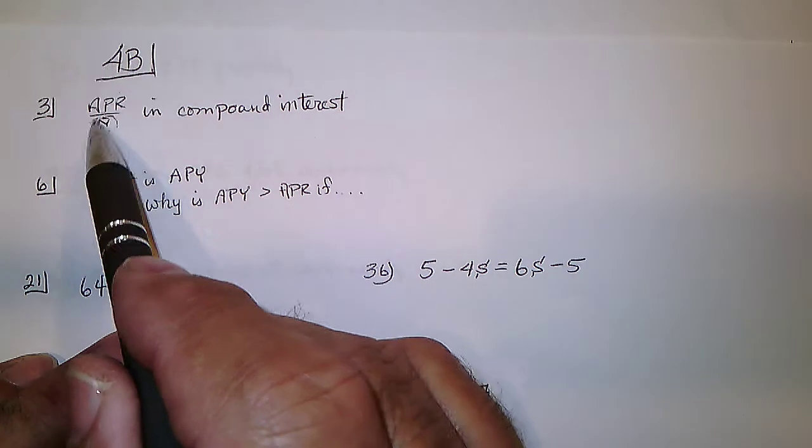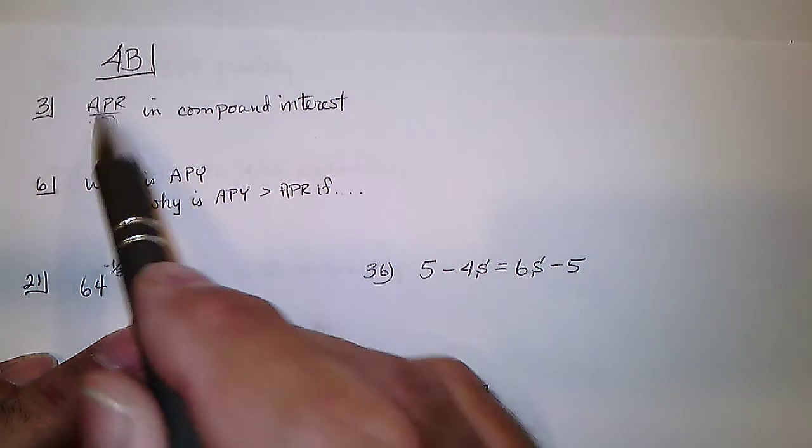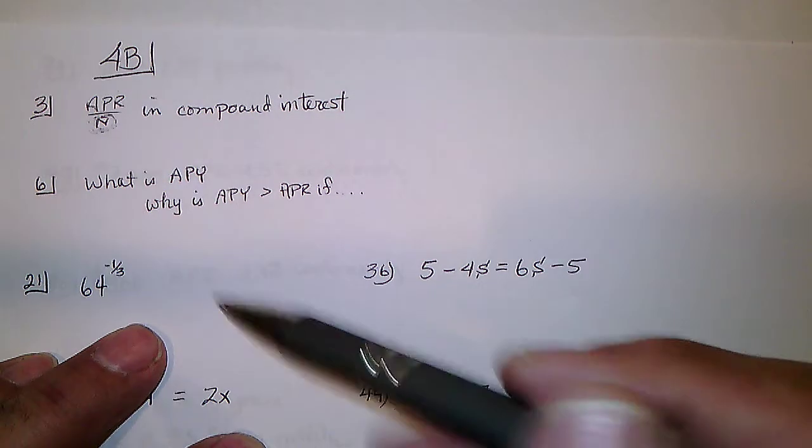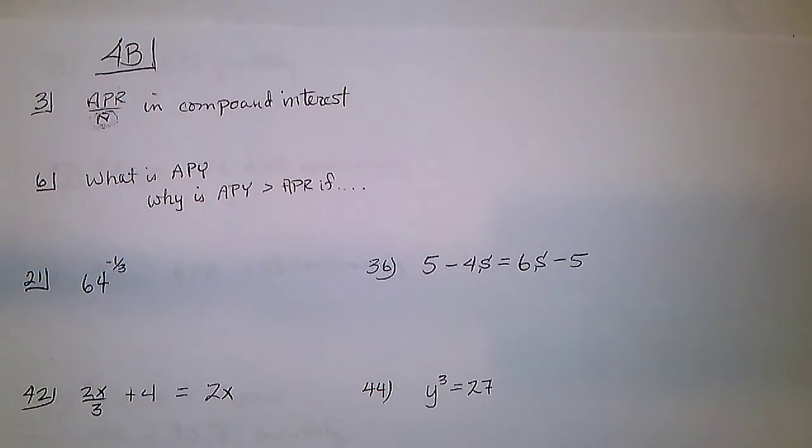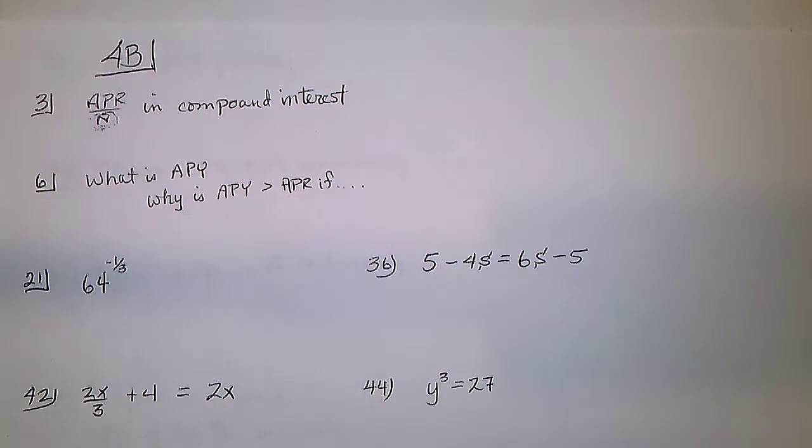And so if you're only getting your interest added 12 times a year, then you should only get a twelfth of the interest rate. And that's why you would divide by n.